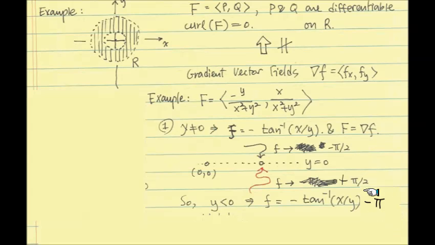So we can use the same formula for y less than 0, but if you add negative pi, you can see that takes these two constants exactly the same. So they're nicely connected with this constant. At least for that part, the positive real x-axis, we have connected these two functions nicely, differentiable and continuous.